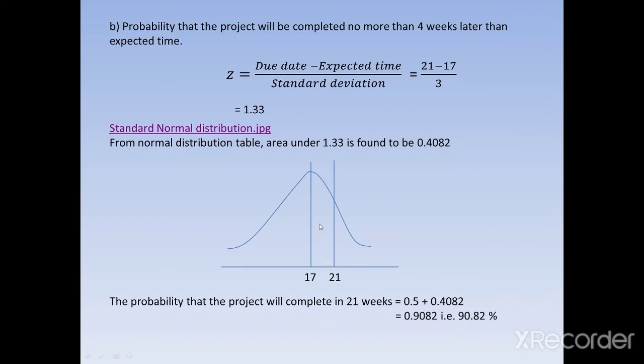Okay, so this area is 0.5. We know that this area is 0.5 plus the area under the curve, which is 0.4082. So it becomes 0.5 plus 0.4082, that comes to 0.9082. That is also equal to 90.82%. So this is the probability that the project will be completed within 21 weeks. So like this we find out: this is 0.5 that we consider on this side, and then this 0.4082. So this area. Okay.